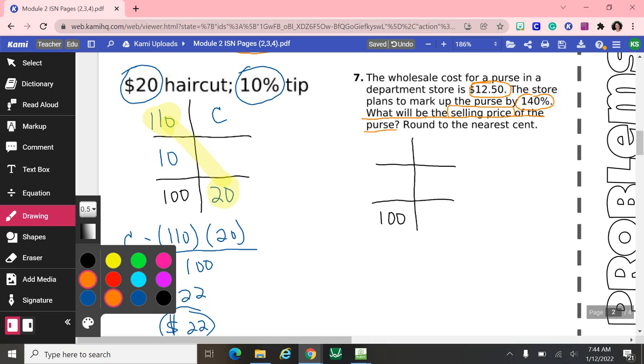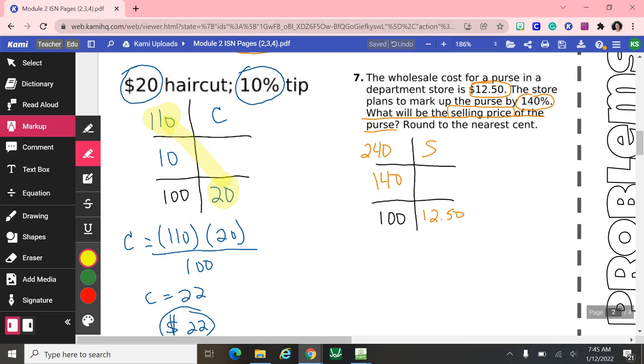So the wholesale cost in this situation is our original amount. So I'm going to put $12.50 in the lower right-hand corner. That's our original amount. The markup is going to be 140%. So our markup amount is going to go here. This is how much the percent is changing by, which means the out-the-door cost, the selling price, is going to be 240% of the original cost. I'm going to use the variable S in this situation.